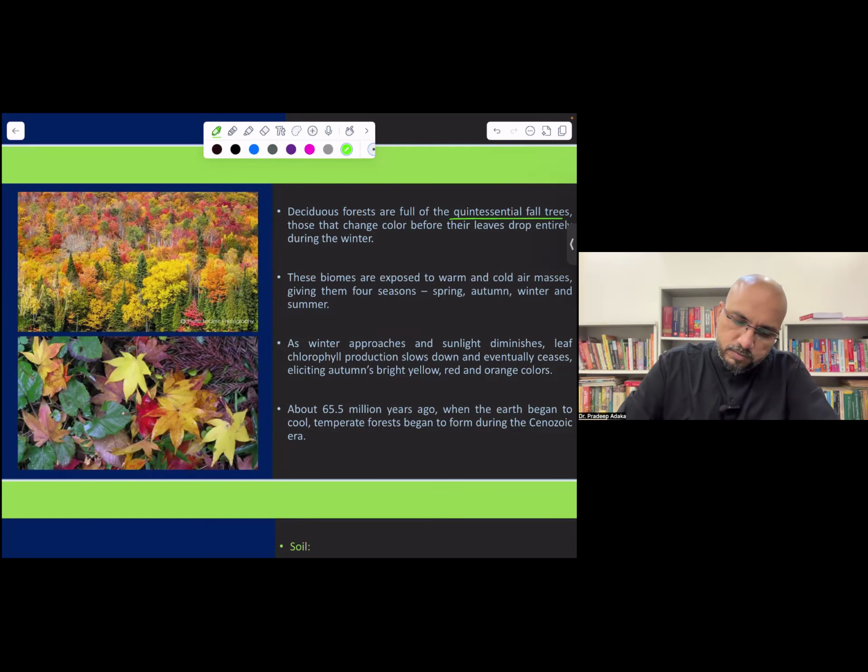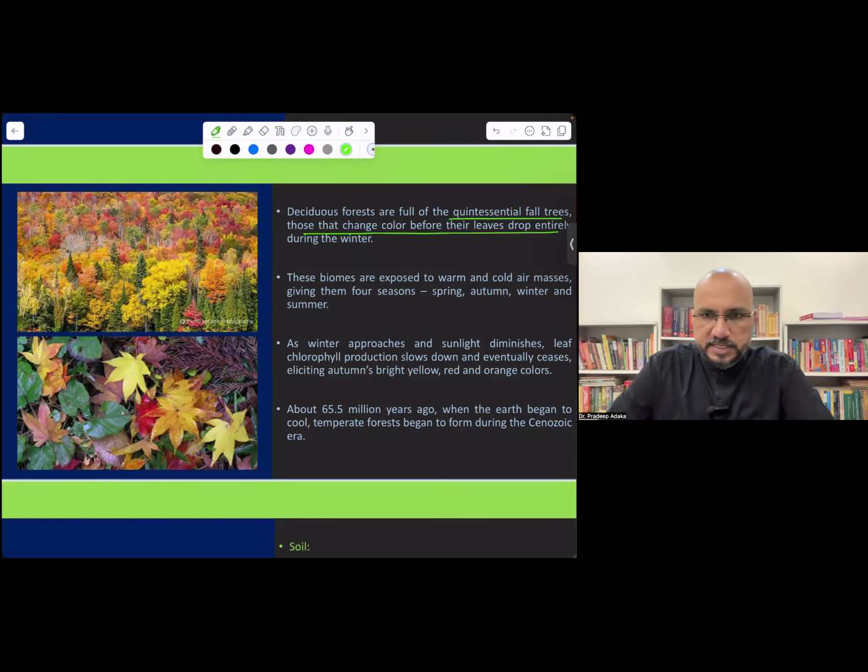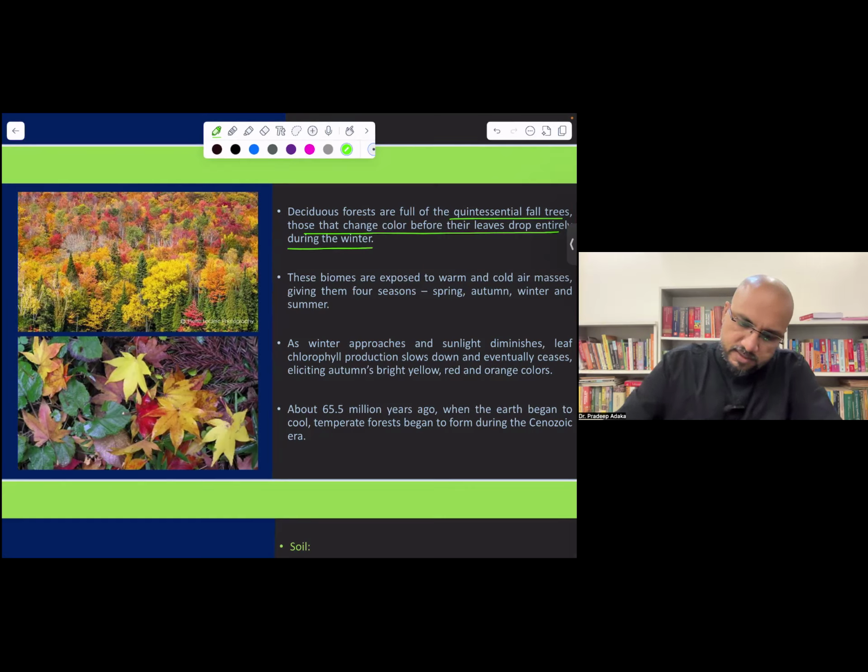So those trees that change color before their leaves drop entirely during the winter. So the chlorophyll starts to disintegrate. As the days become shorter, the light intensity gets weaker. Okay, they are exposed to warm and cold air masses, giving them four seasons: spring, autumn, winter, and summer.